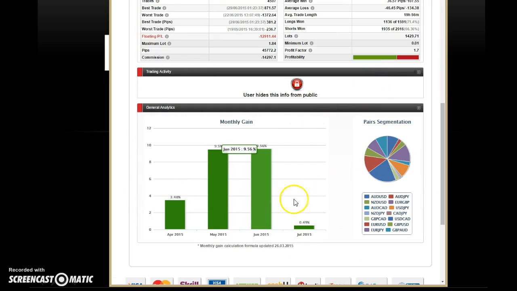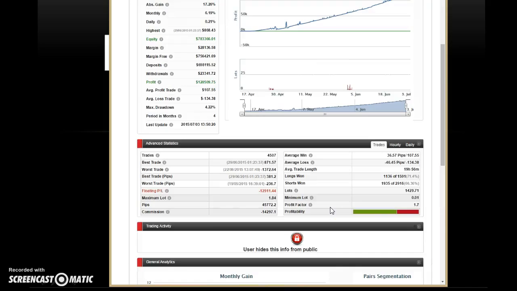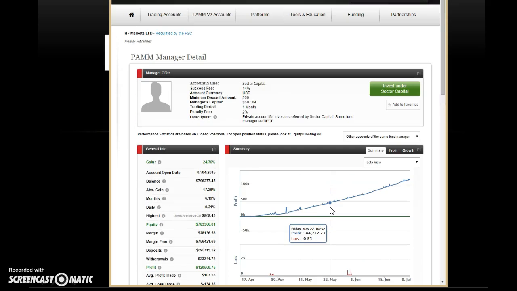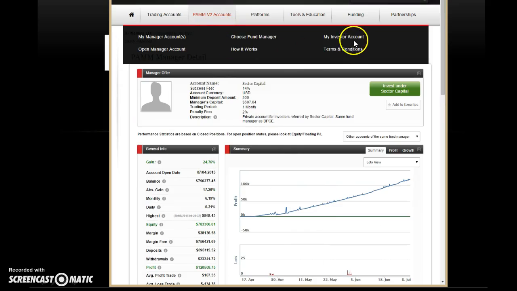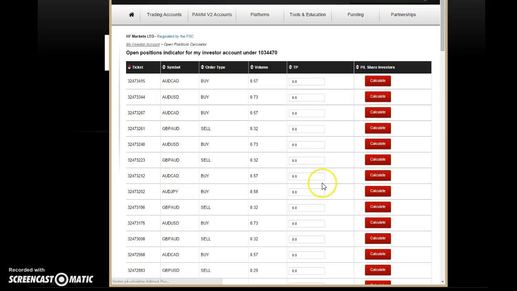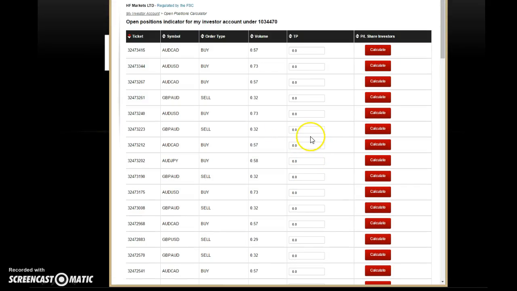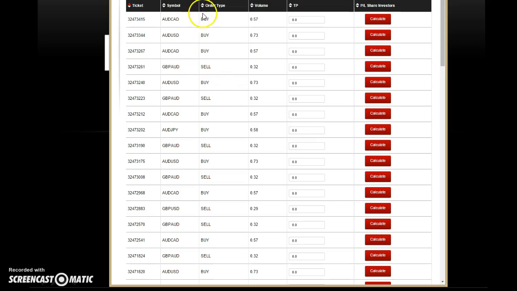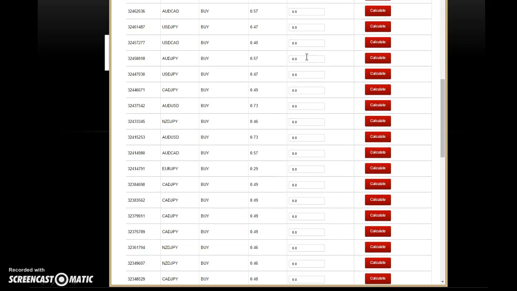So this is the way we see the return and what it has made, and this is where you can see all the currency pairs it has traded. If you're trading on the system, you're also able to see which positions are open at the current time. And here you can see all the trades it has opened.